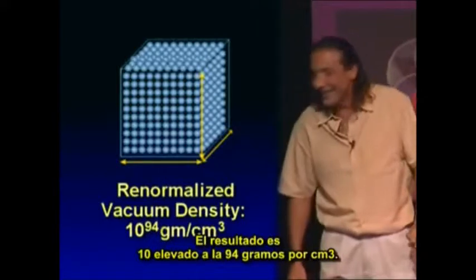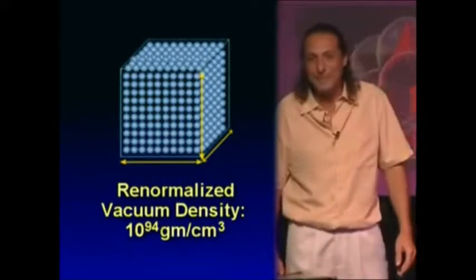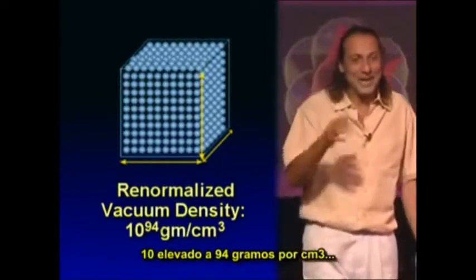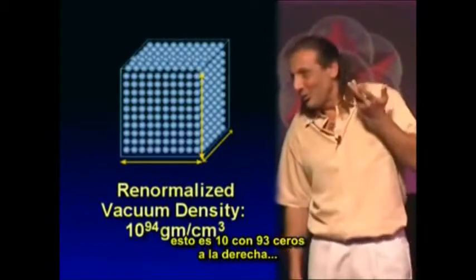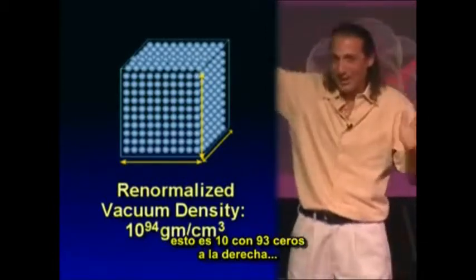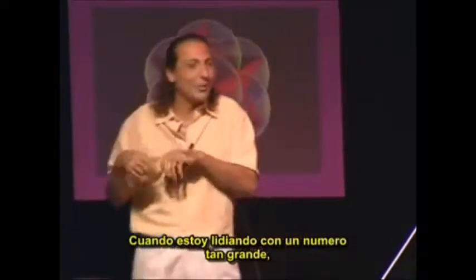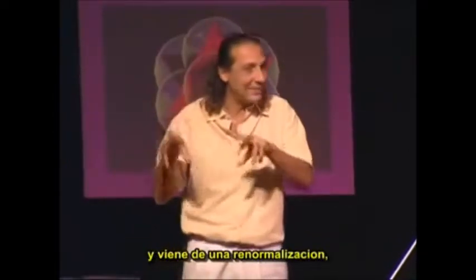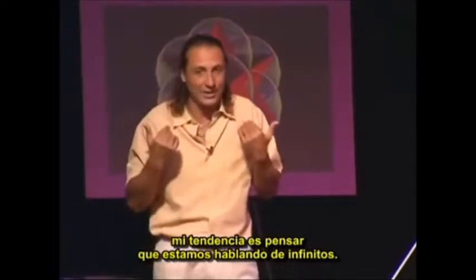The result is 10 to the 94 grams per centimeter cube. That's 10 with 93 zeros following it. It's an extremely large number. When I'm dealing with a number that large, and it came from a renormalization, my tendency is to think that we're talking about infinities. Okay?